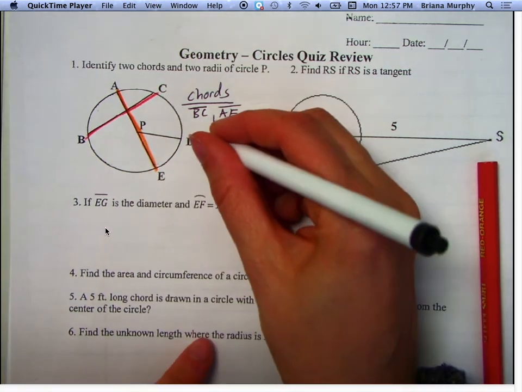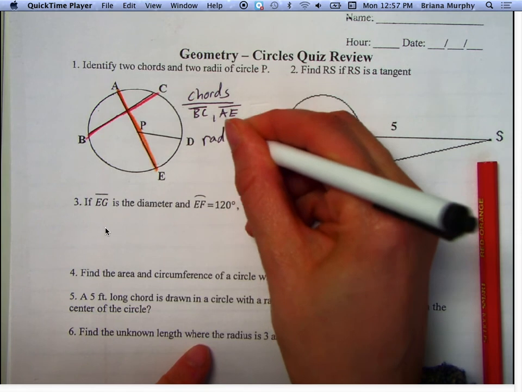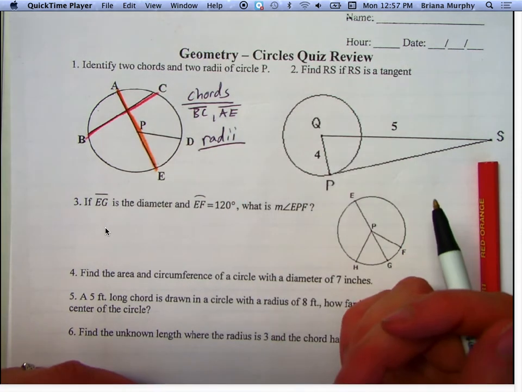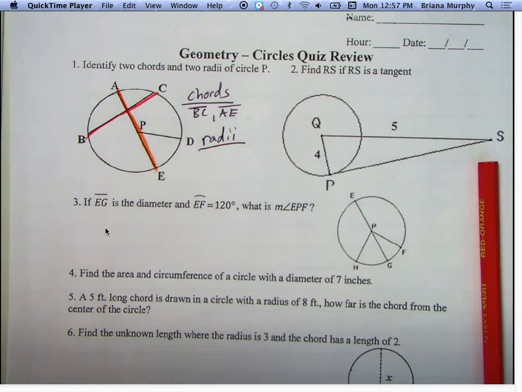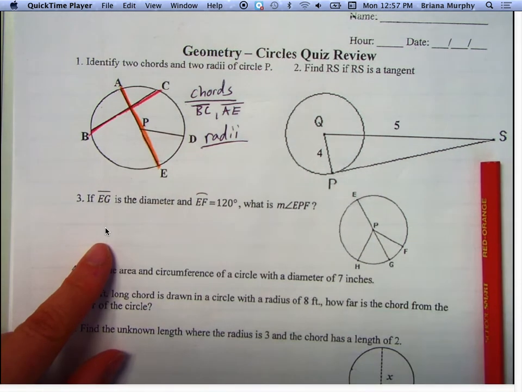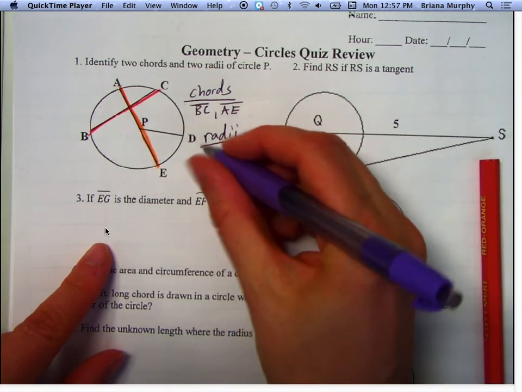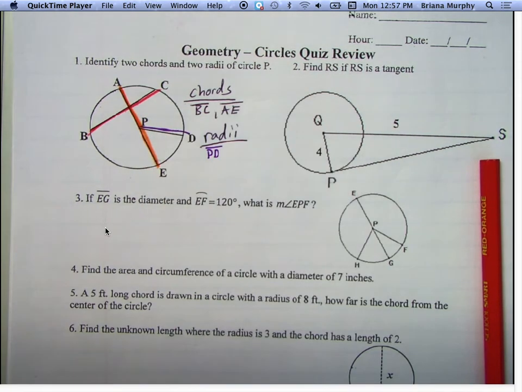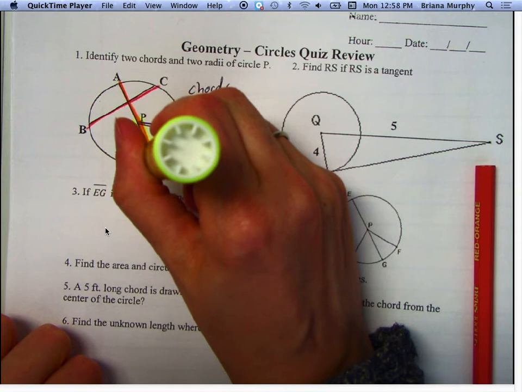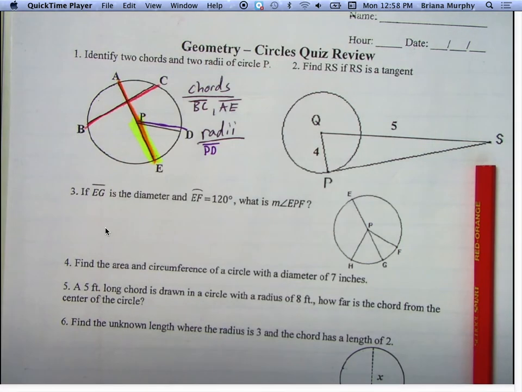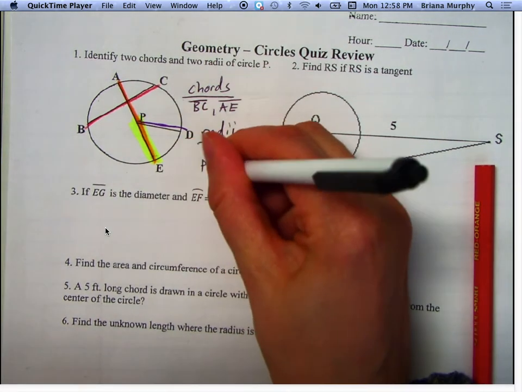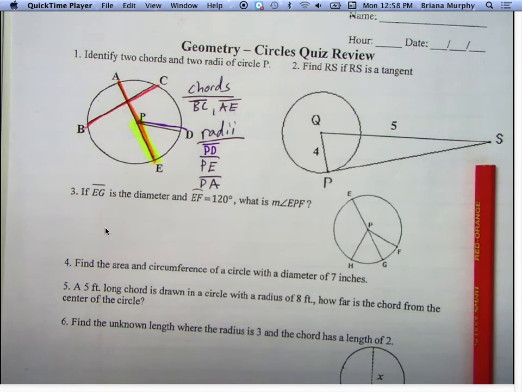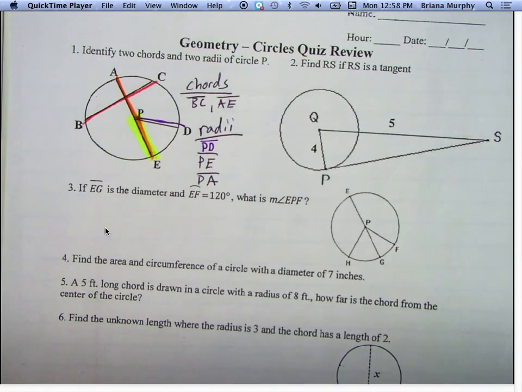Okay? And then we need radii. It says list two, so all you needed to do was list two, but there are three. So I'm going to list all three just in case some people listed different ones. So can somebody name one radius for me? PD. That's this one right here. Okay. PE is another one right here, and then PA is the third one. Good. Again, you only had to have two out of those three, but just in case people had different ones.